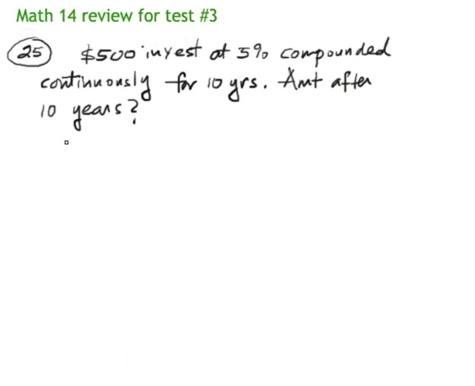Okay, number 25 says that we have $500 invested at 5% compounded continuously for 10 years. What's the amount after 10 years? All right, so the continuously compounded formula goes as follows. The amount after a certain number of years is equal to P, that stands for principal, the amount that we start with, times e to the exponent RT, where R is the yearly rate.